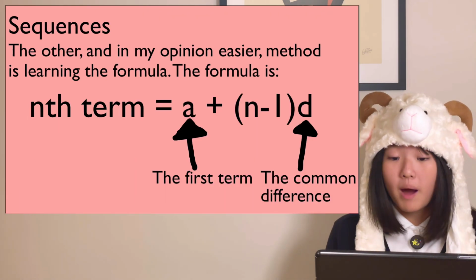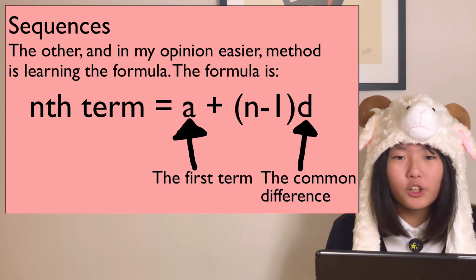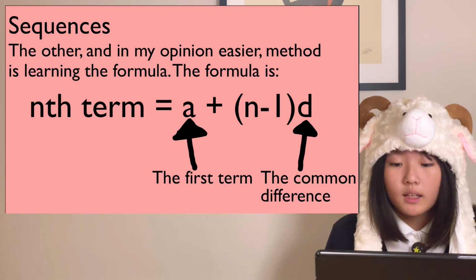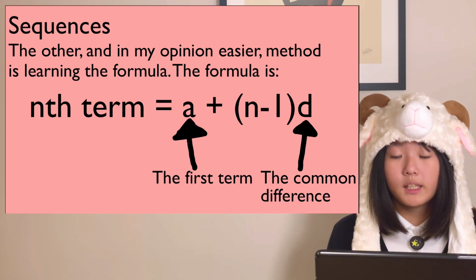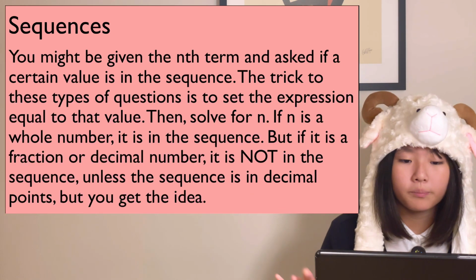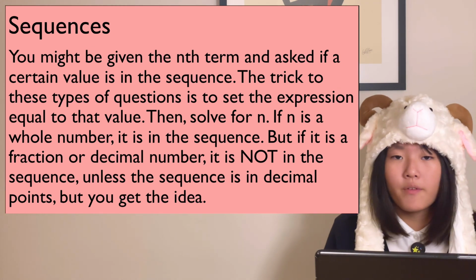The other, and in my opinion easier, method is just learning the formula. The formula is a plus brackets n minus 1 multiplied by d. A is the first term in the sequence. D is the common difference. N can just stay as n forever.